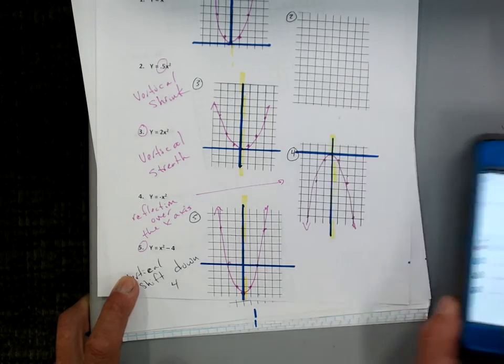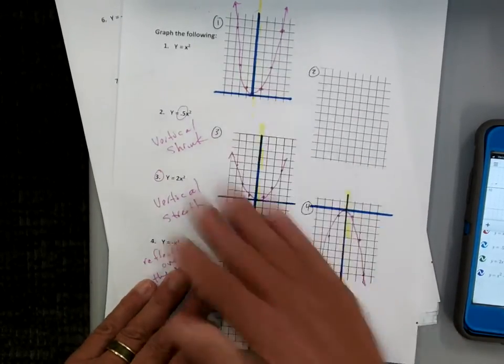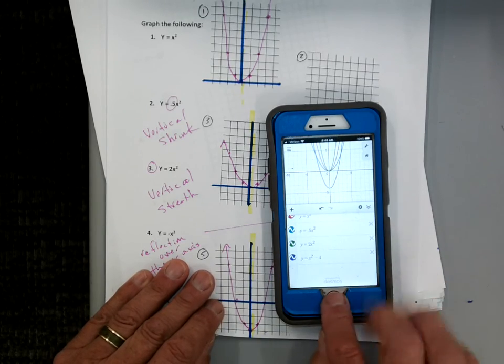Okay, anyway, pretty easy lesson. I can do these either on Desmos or in my head. My brain is fast enough to do it because I can do this, and so can you. Okay, that's all I have.